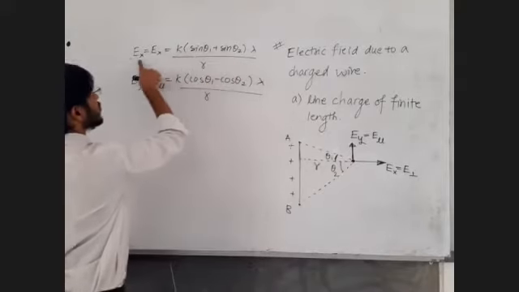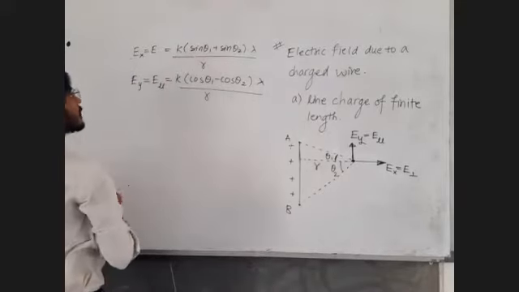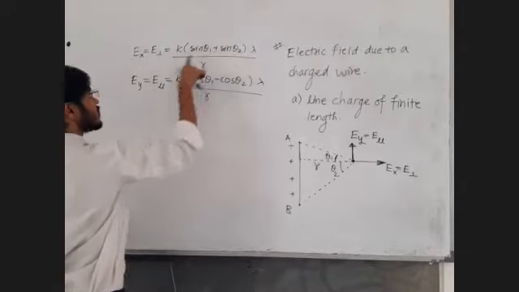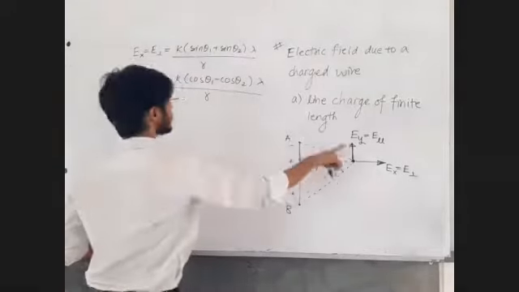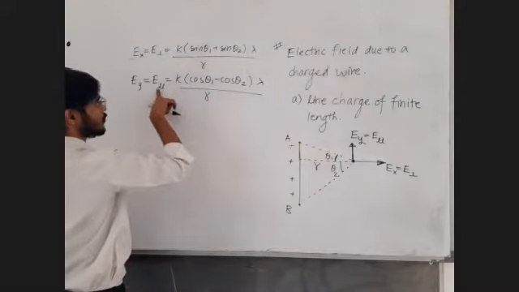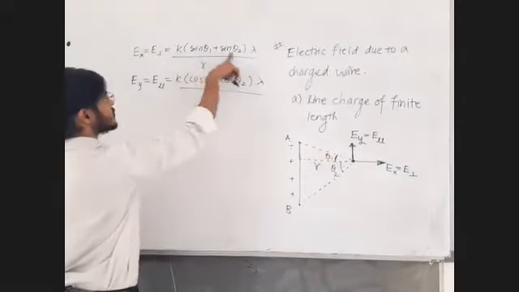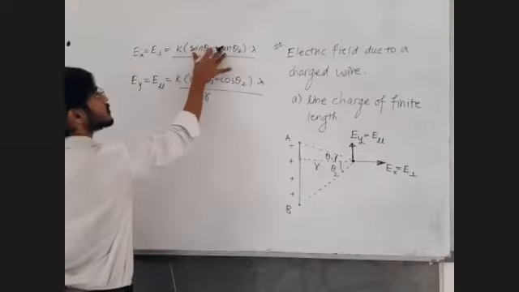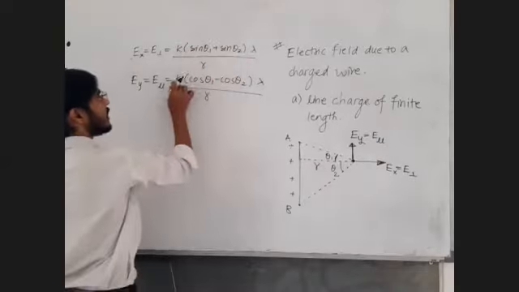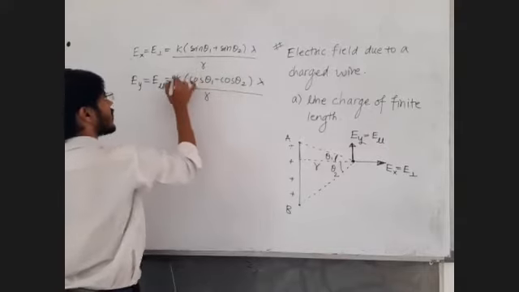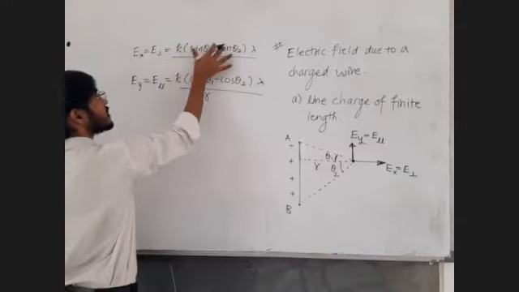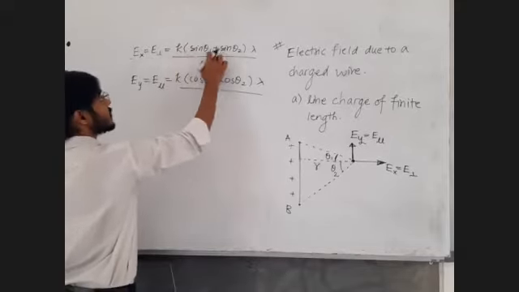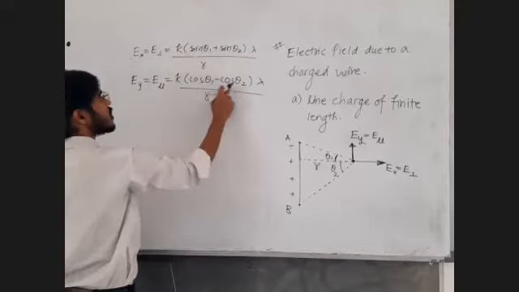For the perpendicular field we have sin plus. For the parallel component of the field we have cos minus. Sin plus, cos minus. K into some value into lambda upon R. The formats are the same, but what is that some value? For perpendicular it is sin plus. For parallel it is cos minus.